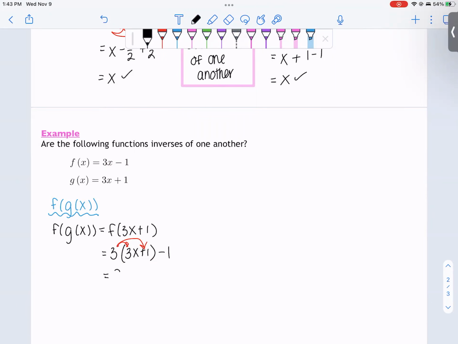Distributing, I'm going to get 9x plus 3 minus 1. I get 9x plus 2. That's not good. So if we do this composition and we don't get x for the first direction, you're done. You don't have to do anything else. If one direction doesn't work, that's it. They're not inverses of one another. F and g are not inverses of one another.